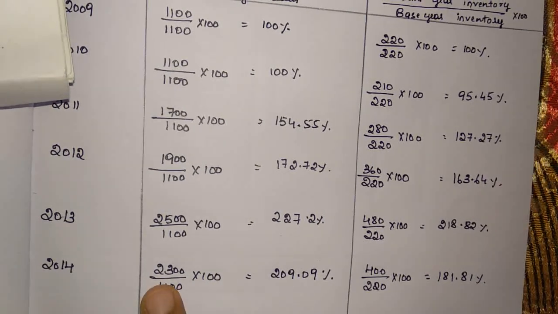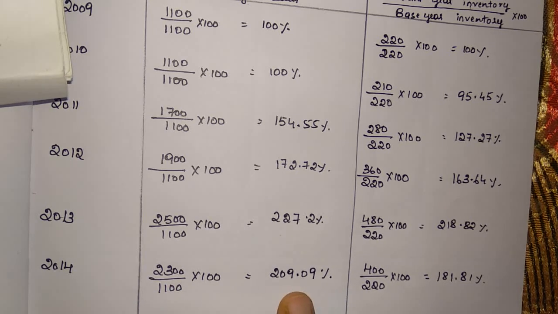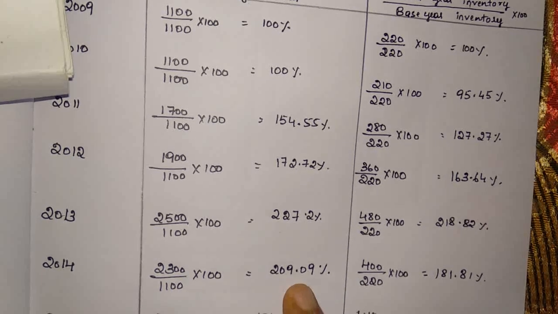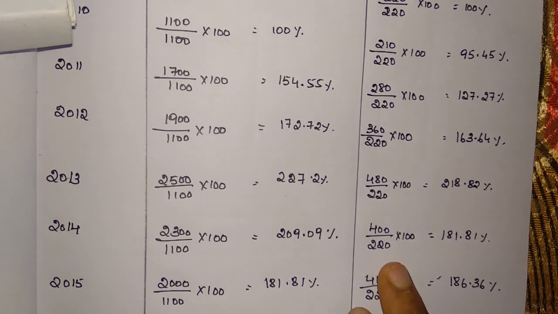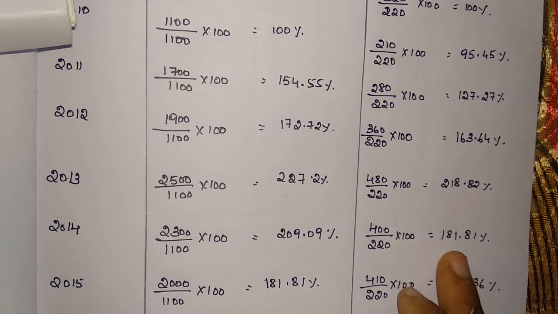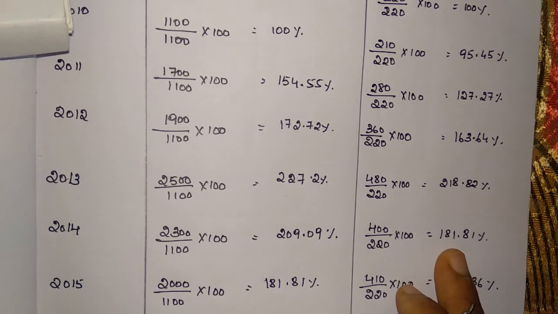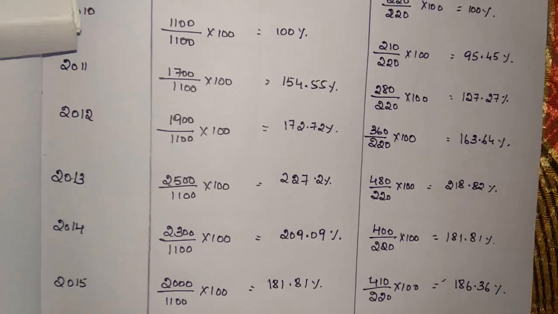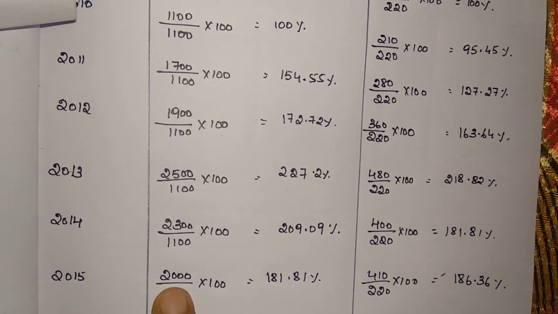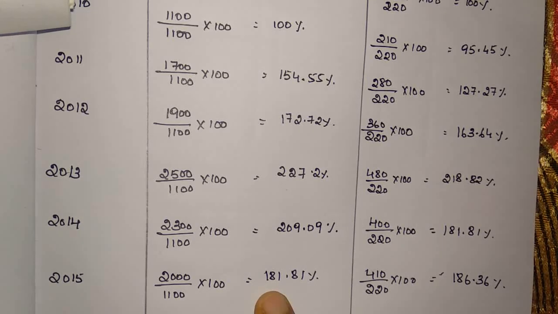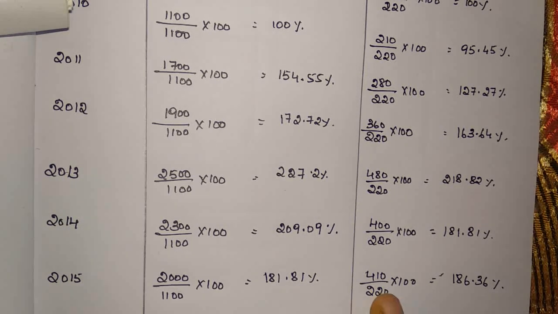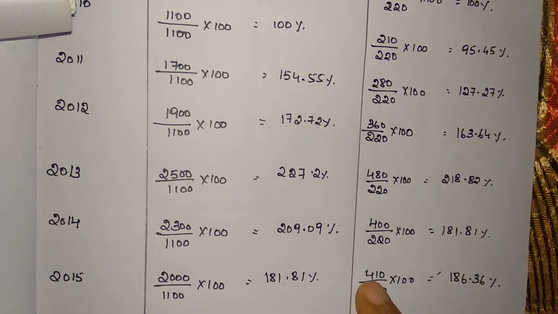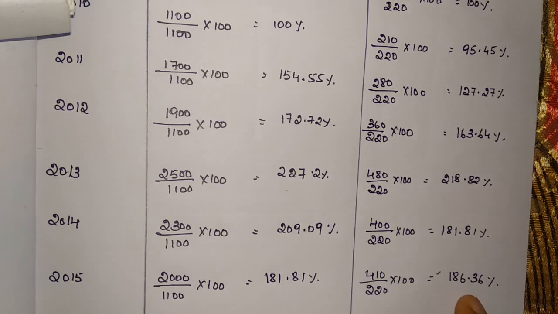2014, current year sale is 2300 and trend value is 209.09%. And inventory, 400 is the current year inventory and inventory trend value is 181.81%. And 2015, 2000 is the sale for the current year and the trend value is 181.81%, and inventory of that year is 410 and inventory trend is 186.36.